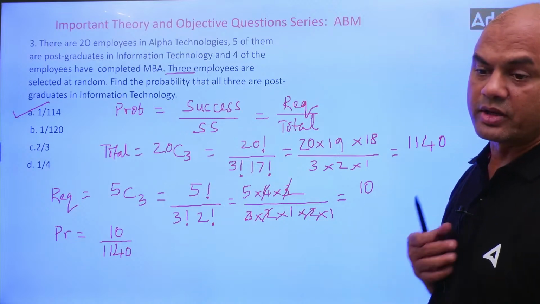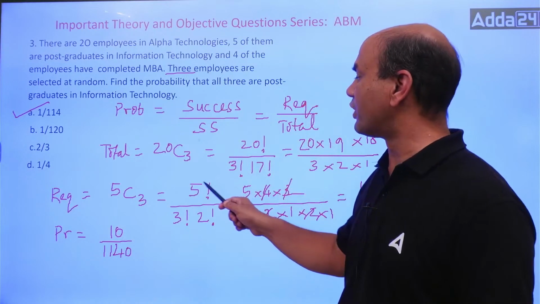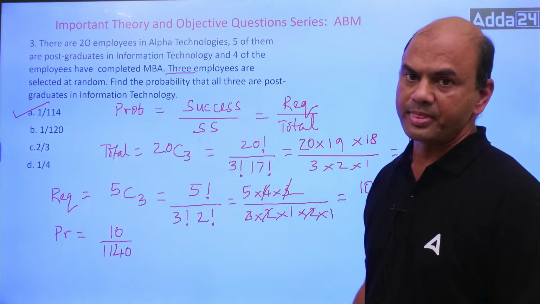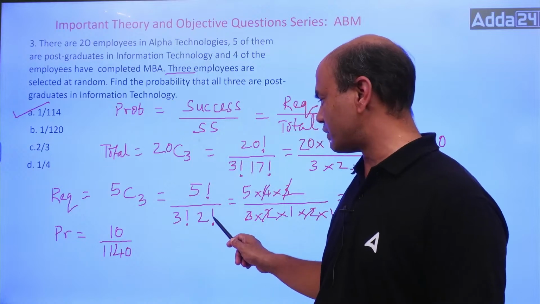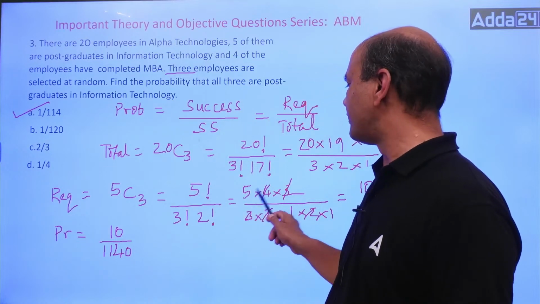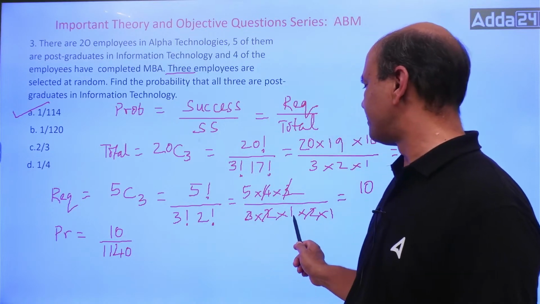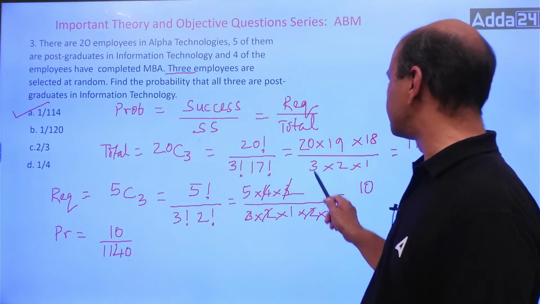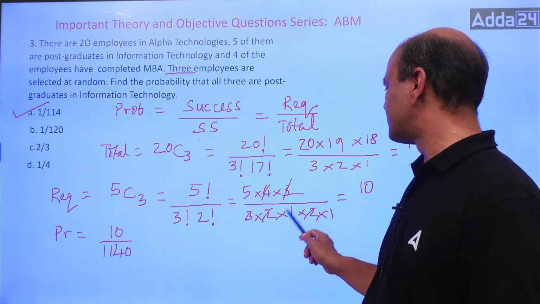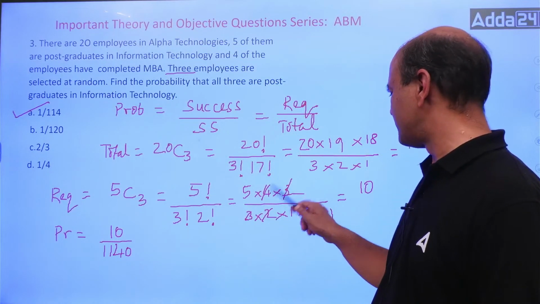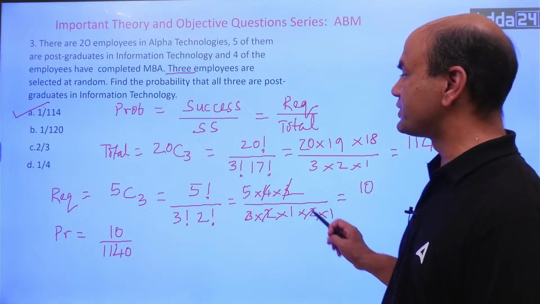Now what is required then? Required means what? You want success. So success is what? Out of 5, 3 are to be selected. So 5C3, 5 factorial divided by 3 factorial into 2 factorial. Solve this. 5 into 4 into 3 upon 3 into 2 into 1, 2 factorial gets cancelled, so that also gets cancelled. What you get? Answer is 10. Okay. So the answer which you get is 10 over here.